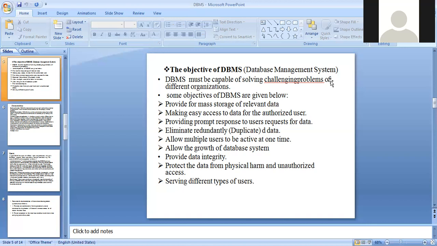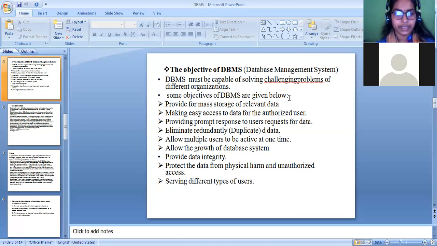Another is eliminate redundant data. Redundant data means they can eliminate duplicates. We cannot enter any duplicate entry in the database. It will also allow multiple users to access at one time. Some data can be accessed by many users, just like in Flipkart.